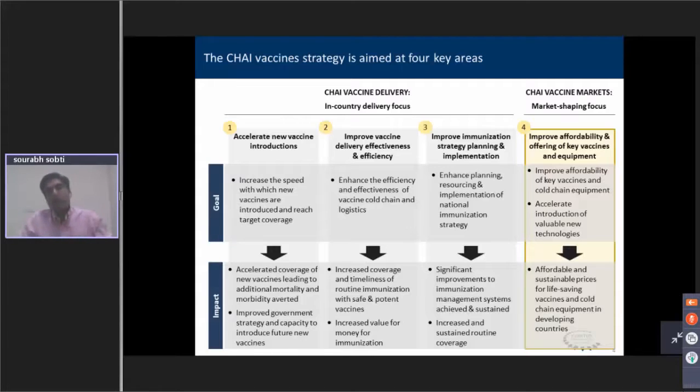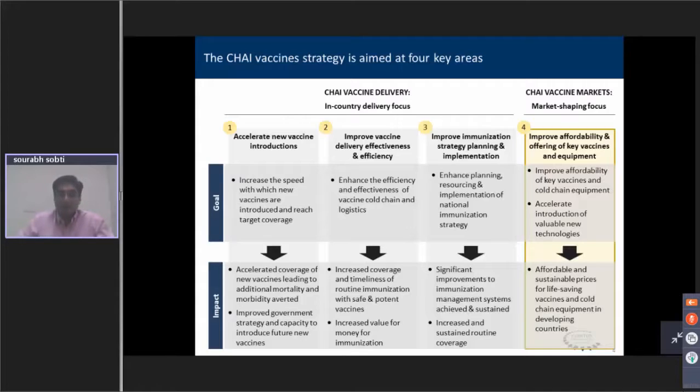The second pillar is improving vaccine delivery, effectiveness, and efficiency, whereby we focus on improving the efficiency and effectiveness of vaccine cold chain and logistics. This overall has an impact where we are able to increase the immunization coverage and timeliness of routine and campaign immunization with safe and potent vaccines.